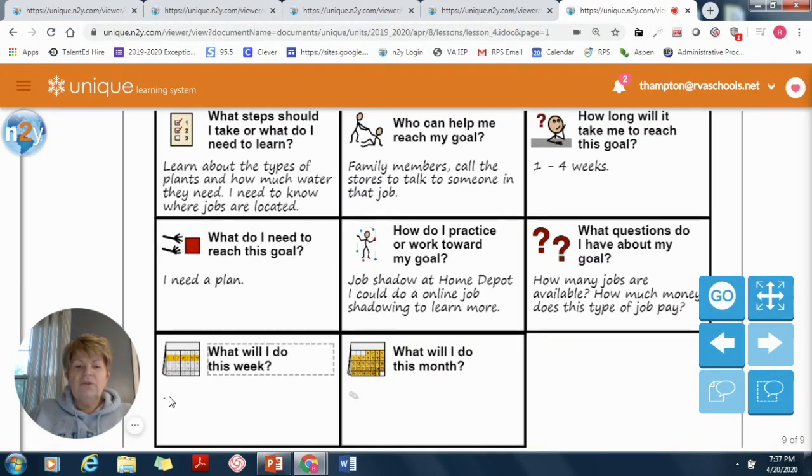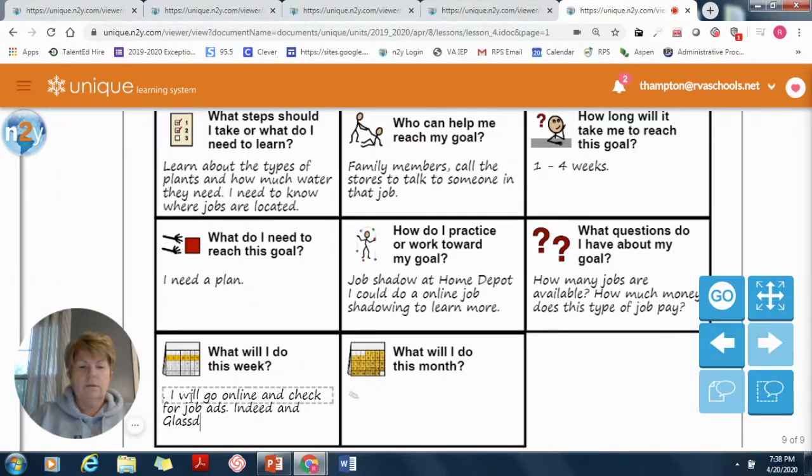What will I do this week? So I think this week I will go online and check for job ads, right? So there's a lot that you can go on to. You can go into one that's called Indeed. You can go into Glassdoor. Those are two online sites that you can go to, but you can always call these different places.